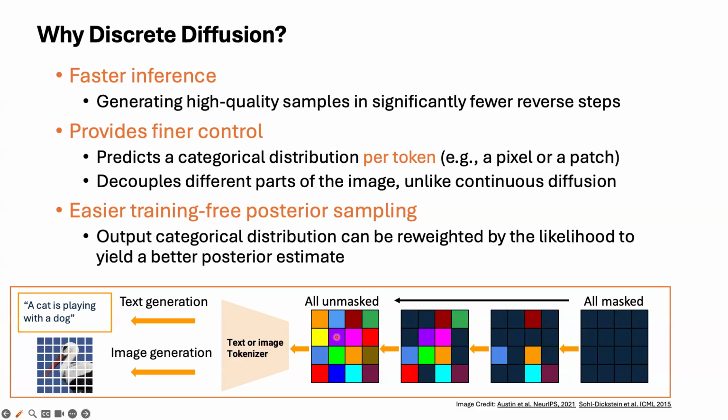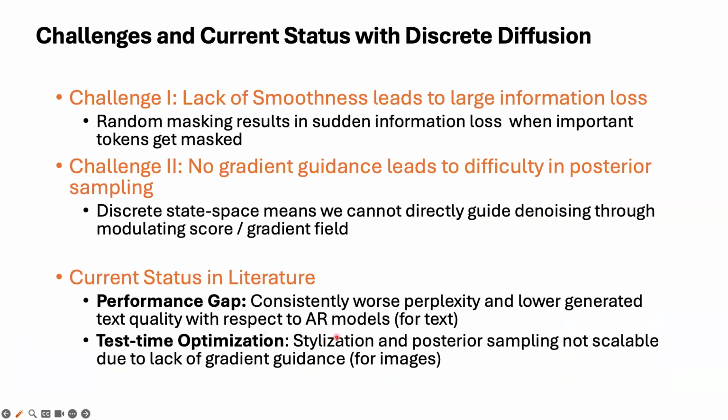And because there's a categorical distribution per token, this provides finer control, and you can decouple different parts of the image or text and guide each. And this decoupling allows much finer posterior sampling. Meaning, I give you a particular image and say unmask the third one. It's a very, very local kind of thing you want a posterior sample for. And this categorical distribution gives you much finer control to do those kinds of things. So these are some advantages.